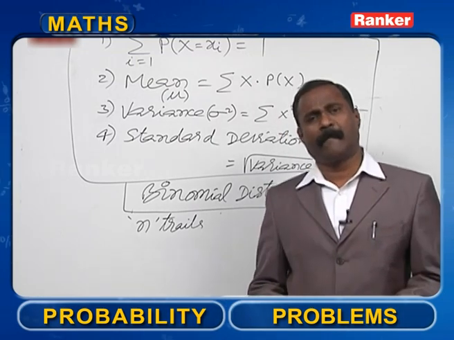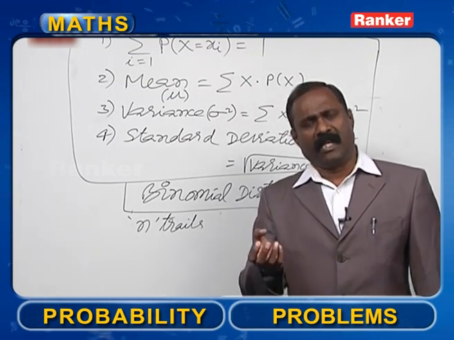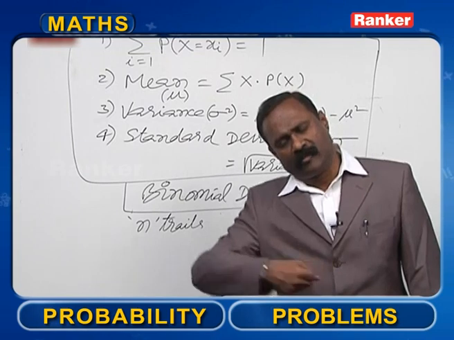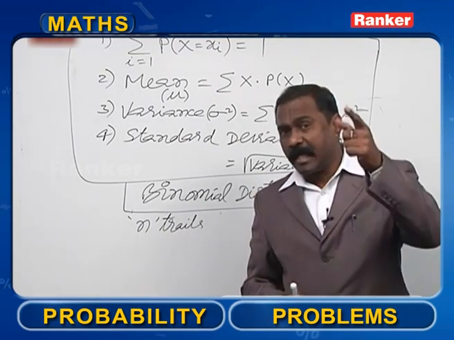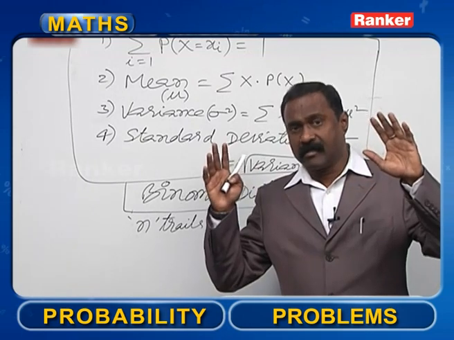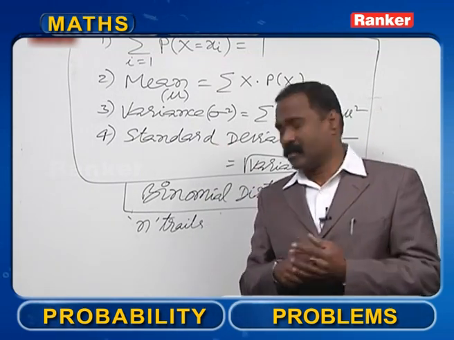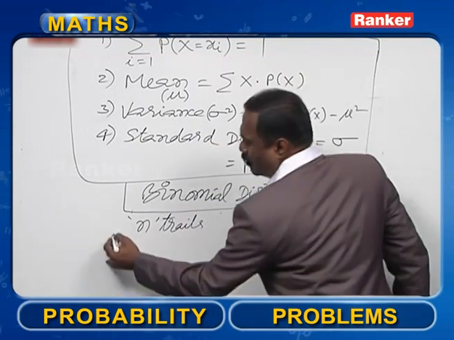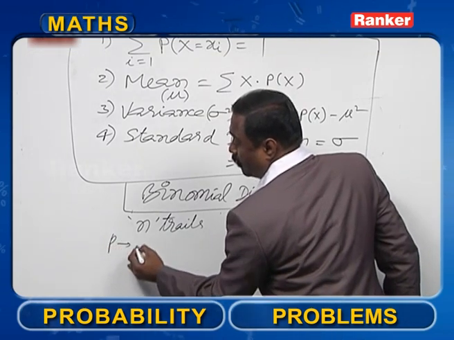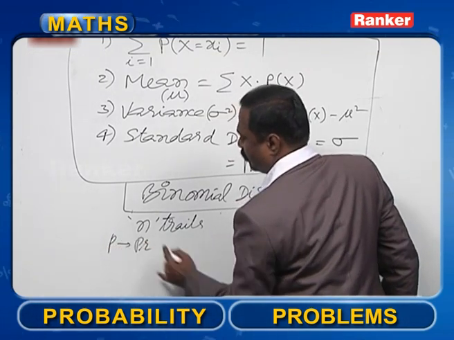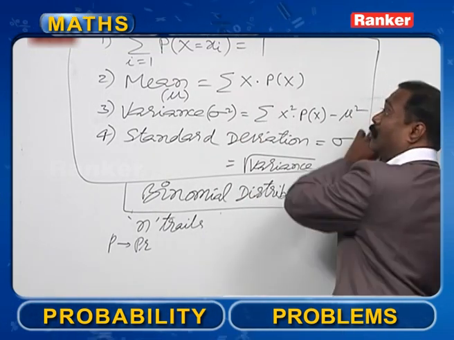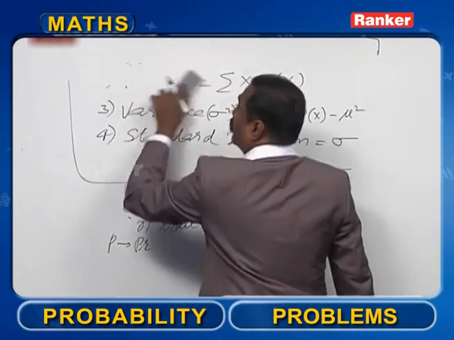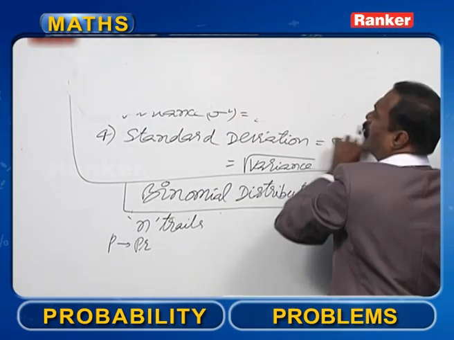What are n trials here? Now, n trials means I have taken a die and I have thrown it 40 times. What I said, getting number 3 is my success. So what I'm doing, P, probability of success. If you remember this, I will erase this and write that more clearly.